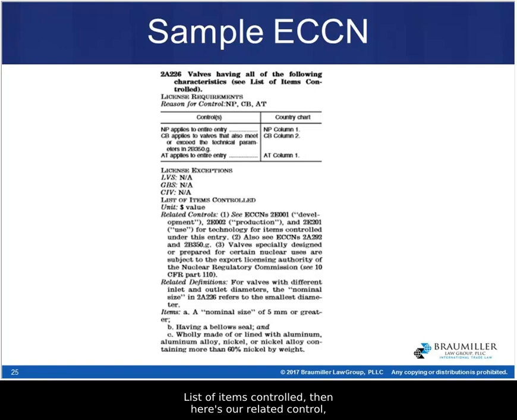List of items controlled, then here's our related controls, and then follow down, and this is more inherent to the classification. Here we have a description of the items that are included, and the first is A. It would have a nominal size of 5 millimeter or greater, so that's a 1/2 centimeter.